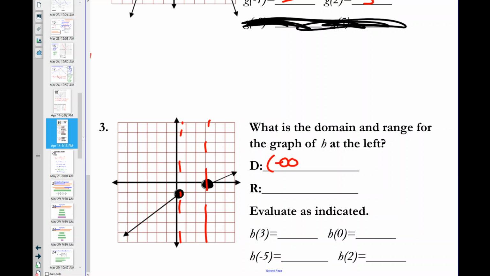Nah, I know that's a big looking point, but I'm reading that as more of a zero. They did a little bit sloppy job on the point, but I'm reading that as a zero. And since it is filled in, bracket, union, where do we start again? No. Negative 3, yeah, we're starting at, this is left to right. We're starting at 3 inclusive up until positive infinity.